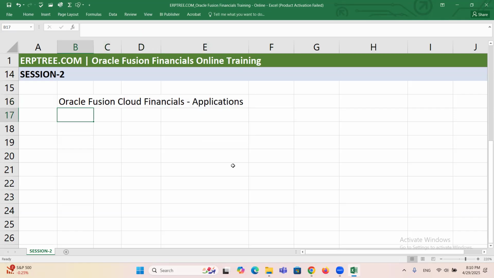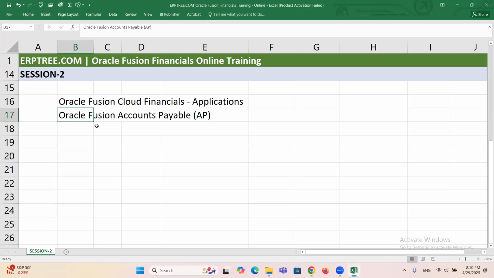As a part of this program, what are the different applications we are going to learn? Let's see that. We'll go one by one. We are going to learn the Oracle Fusion Accounts Payable application. One application name is Oracle Fusion Accounts Payable, AP. I'm not expecting you to understand these points. I just want to introduce the terminology we are going to come across. That's all. Just make a note.